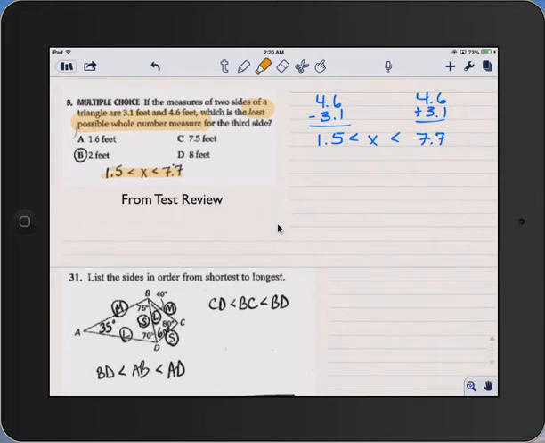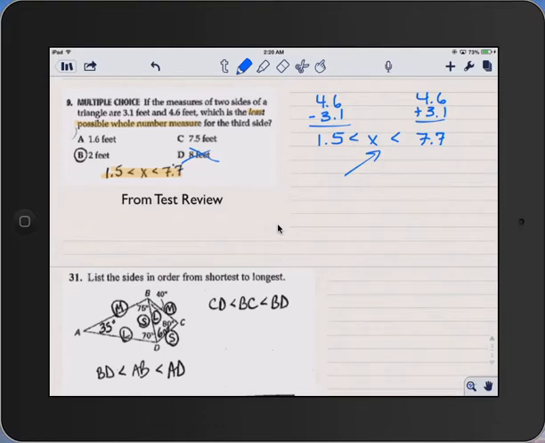The problem comes in interpreting what it's saying. When it asks for the least possible whole number measure, they're saying, okay, the third side needs to lie somewhere between 1.5 and 7.7. So we know that it can't be 8 because 8 doesn't fall within that inequality, that range of values for the inequality. But some students were confused why it was 2 and not one of the other answers.